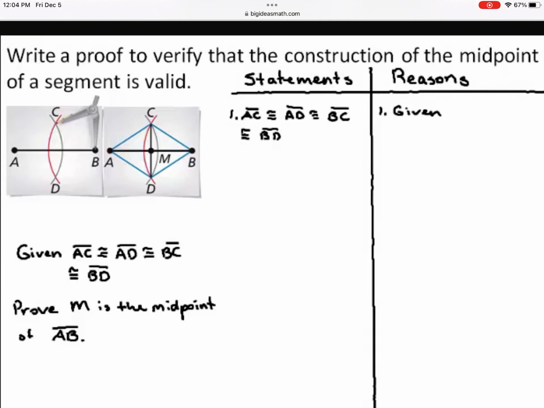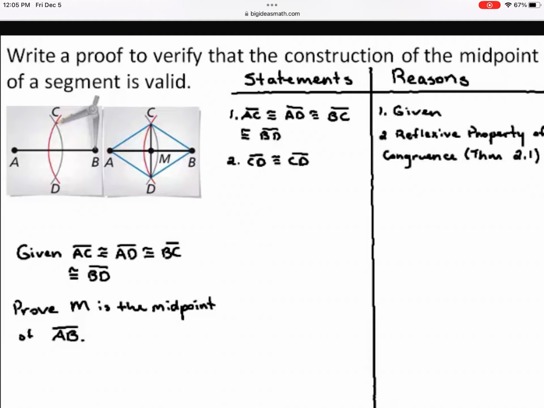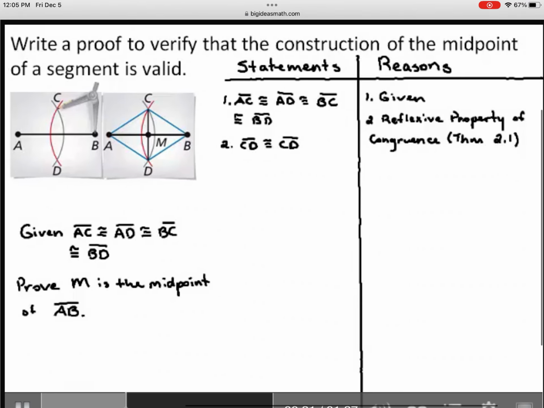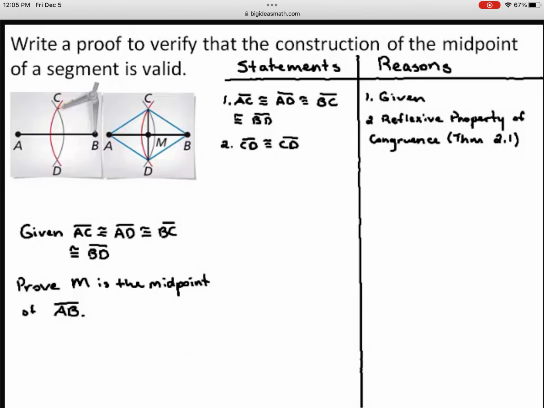Line segment AC is congruent to line segment AD, is congruent to line segment BC, is congruent to line segment BD because this is given information. Line segment CD is congruent to line segment CD because of the reflexive property of congruence. Triangle ACD is congruent to triangle BCD by the SSS congruence theorem, because you have corresponding sides, sides, and then sides that are congruent in the corresponding triangles.